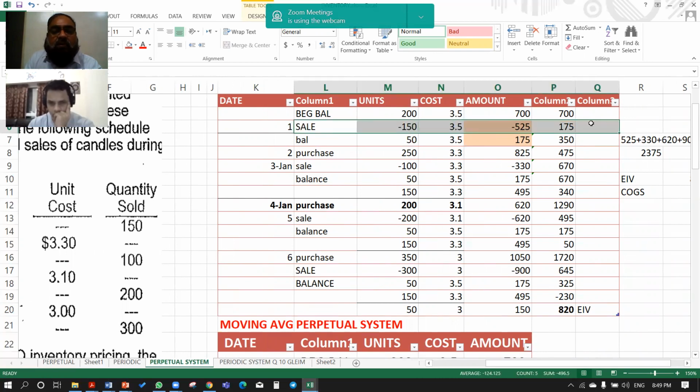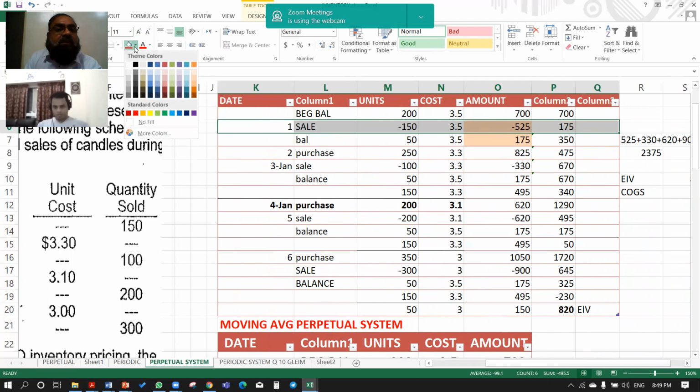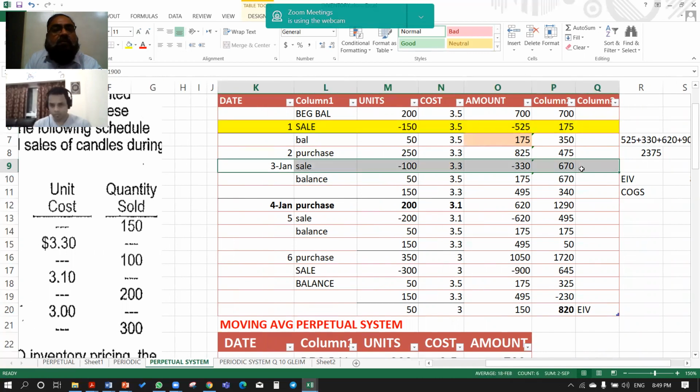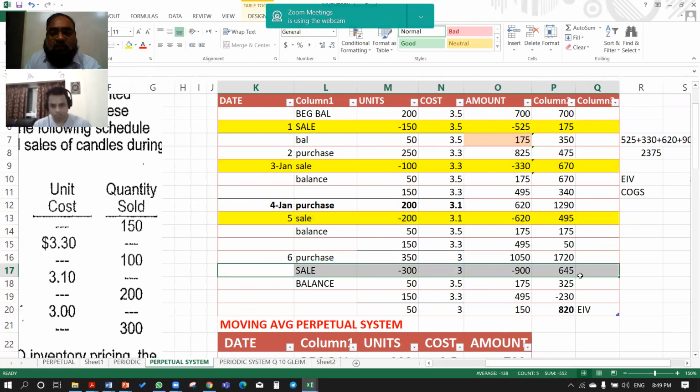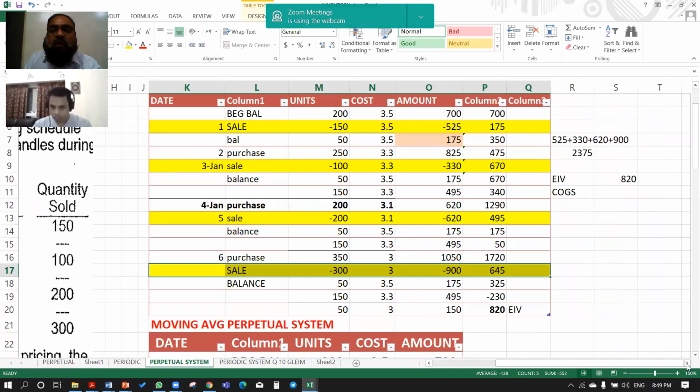If we have this row, give it a color, let's say yellow, right? One more sale, we have this one. Then the third sale, this one. Then the fourth sale, this one. Am I right? So if the question is about the cost of goods sold, simply I can add all.